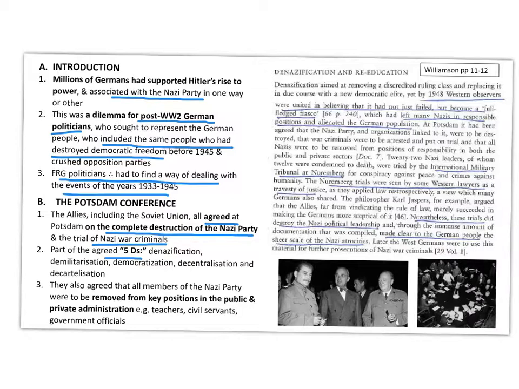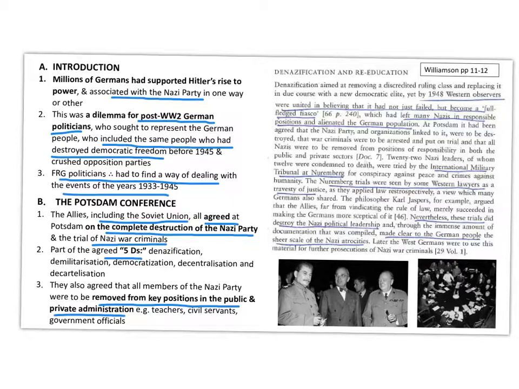They also agreed that all members of the Nazi Party were to be removed from key positions in the public and private administration. Okay, so this is the Allies, including the Soviet Union. So the Americans, the British, the French, and the Soviet Union, joint agreement. In their zones, they would all work together to completely destroy the Nazi Party.